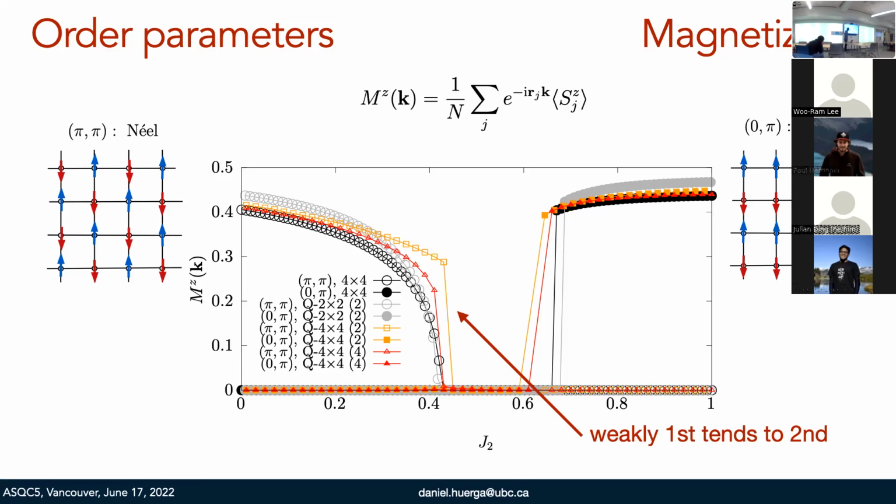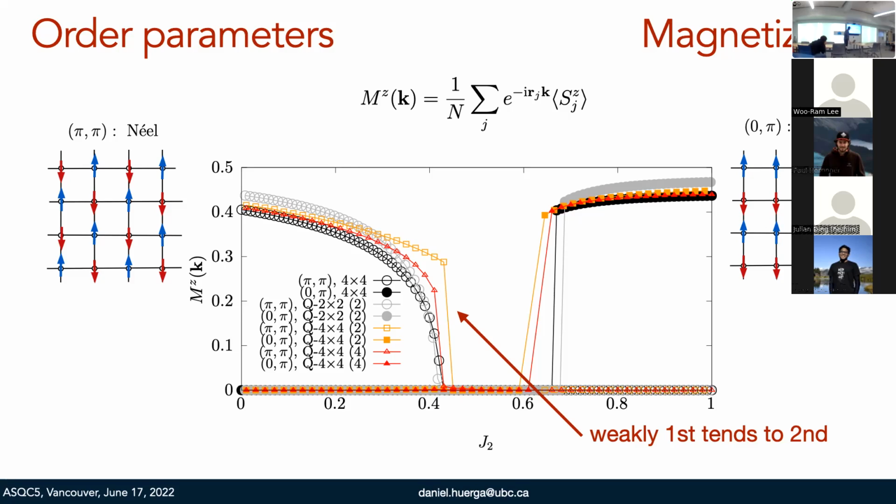And we can see that with the hybrid algorithm, as we increase the number of macro layers from 2 to 4, so from yellow to red, this jump that in principle corresponds to a first order phase transition is reducing towards the classical results. So it is reducing toward a weakly first order transition that we conjecture may tend to second order as we increase even more the number of macro layers.